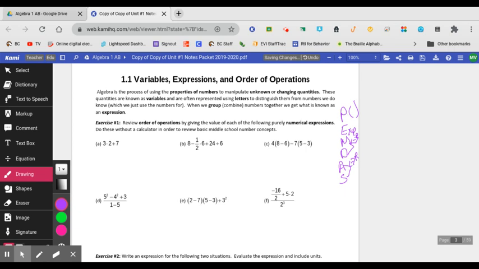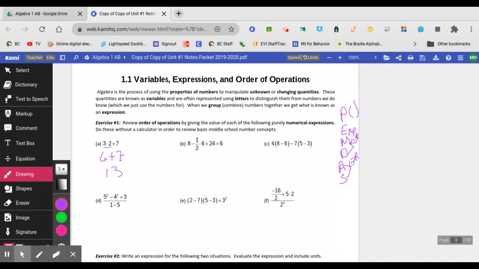So here's one of those places where I'd like you to pause, try to do the calculations, and then come back and watch me do them. So letter A, following order of operations, first thing I see is multiplication. So I'm going to multiply 3 times 2, which is 6, and then add 6 and 7, which is 13.